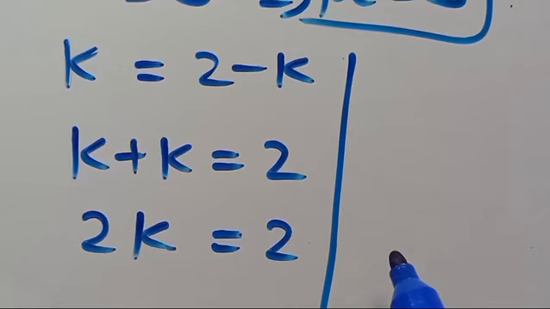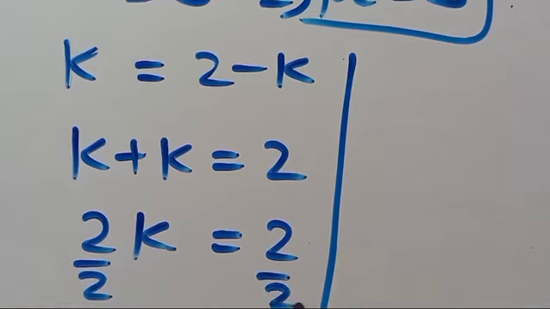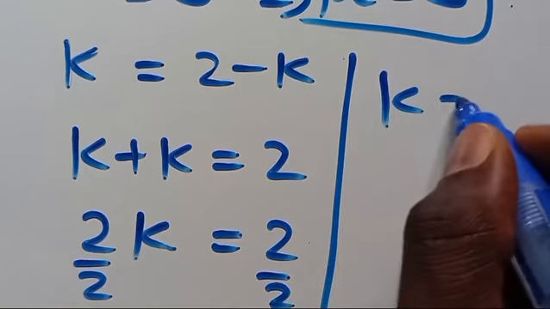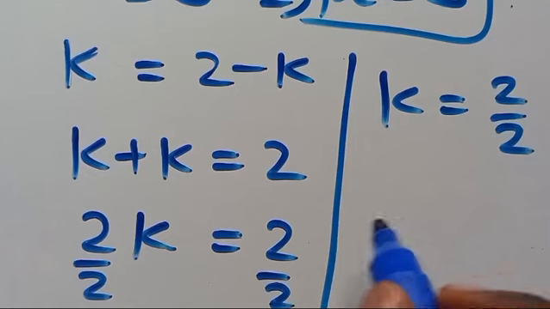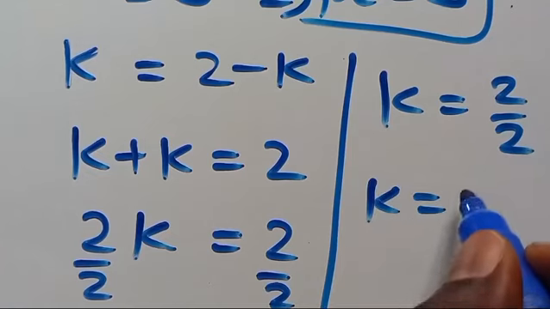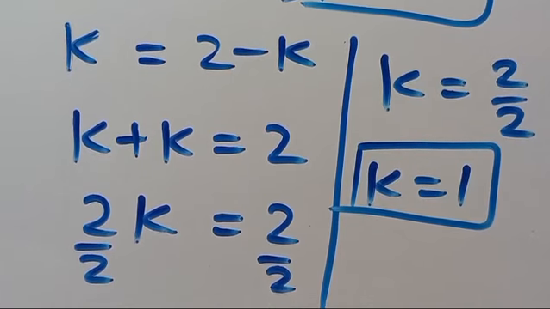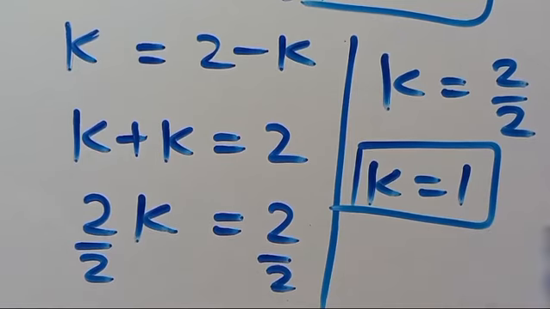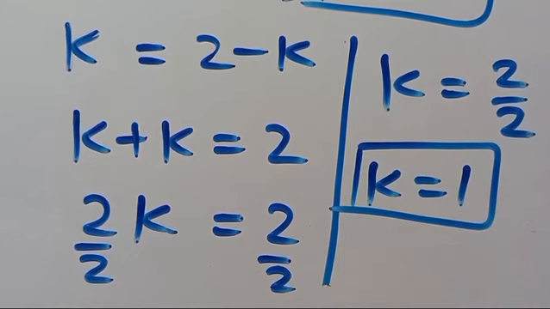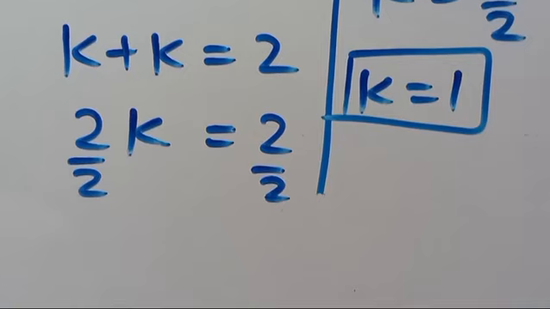And so therefore, when we divide 2 by 2, k equals 2 divided by 2. So we have k equals 1 as the first solution. So k equals 1 is the first real solution. But I must tell you that k equals 1 is not the only solution for the problem given to us. Then let's see how to find the rest of the solutions.